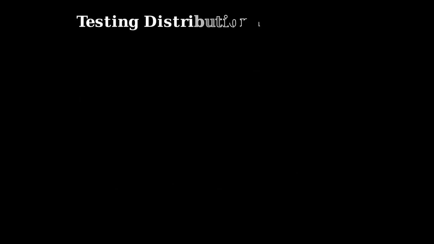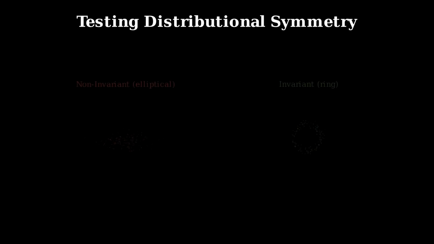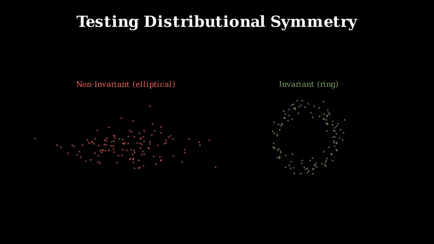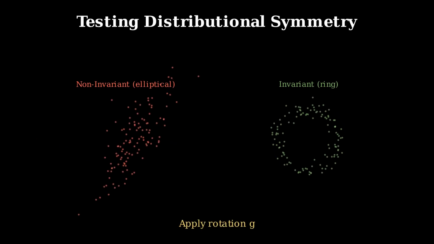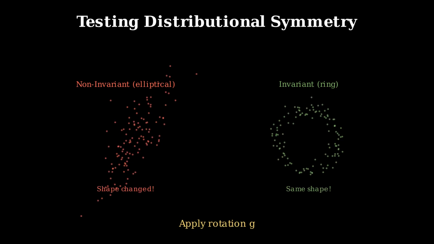We now move to the second set of recent results, focusing on symmetry validation, specifically, testing whether a data distribution respects a given group symmetry. Given IID data drawn from a distribution mu, we want to decide whether mu is invariant under a group, or not invariant. Consider 2D rotational invariance as an example. A non-invariant distribution looks elliptical, while an invariant one forms a perfect ring.